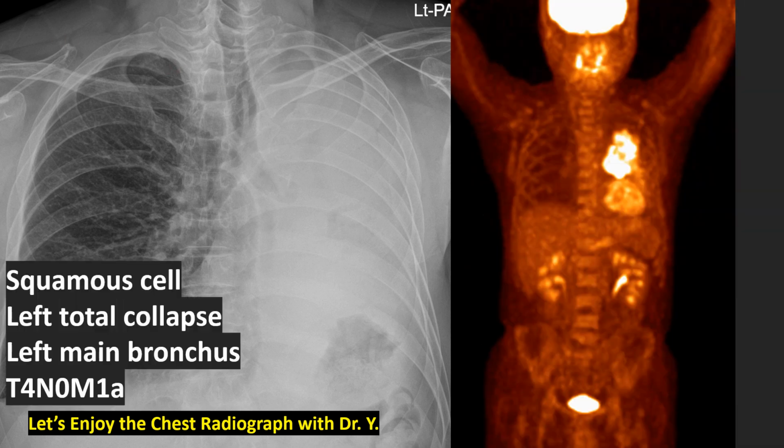This coronal MIP PET-CT shows almost everything. A large mass with lymph nodes, more than 7 cm. This is squamous cell carcinoma at the left main bronchus, with left total collapse, T4 and N0 or something more than this, and M1A staging. Advanced, not early staging, late staging, not operable.